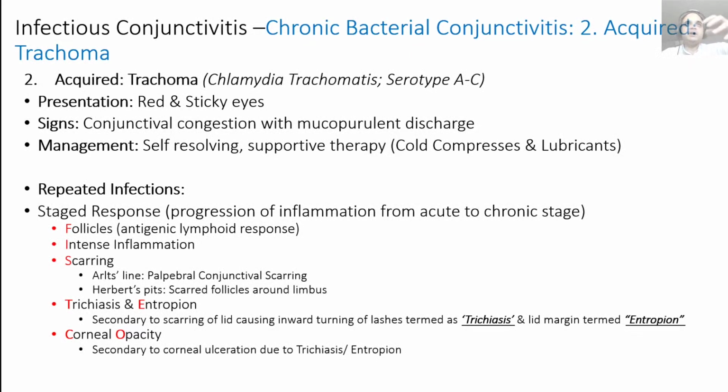And once that fibrotic band starts contracting, it would turn the lid margin inwards, leading to entropion, which is the lid margin turning inwards, and also inward turning of lashes, which is called trichiasis. And these lashes, as they constantly strike against the cornea, would cause corneal erosions and corneal ulcers, which would heal by scarring and cause sight loss or corneal opacities.